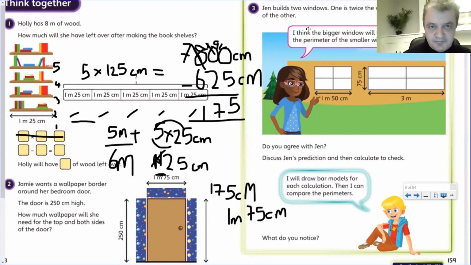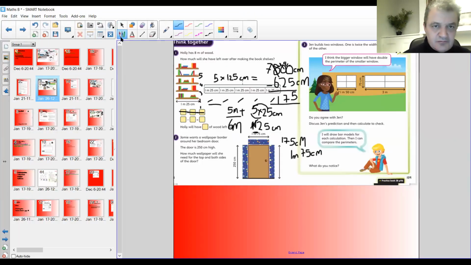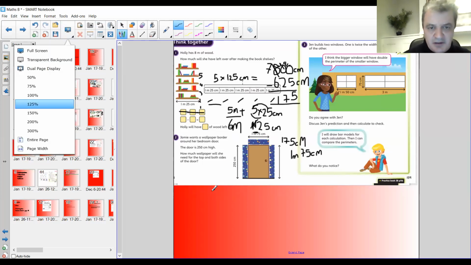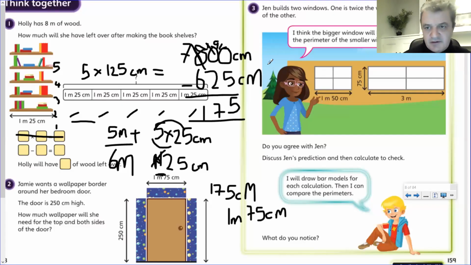What have we got here? Okay, let's have a look at the shape first. Okay. Screen. Move Mr. Jones's face.